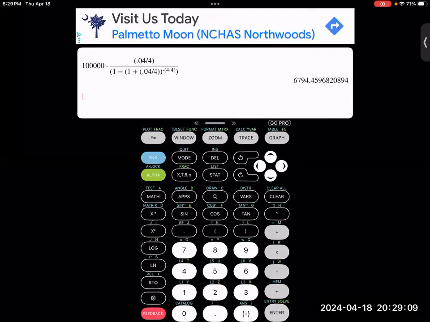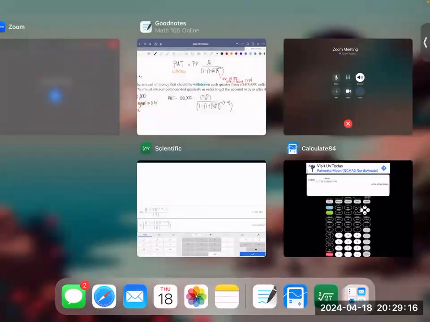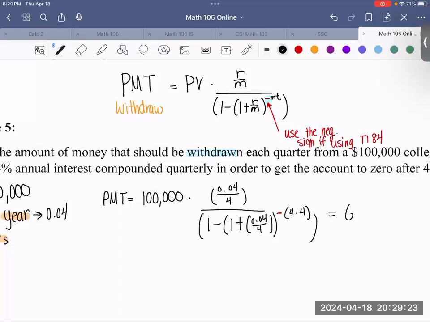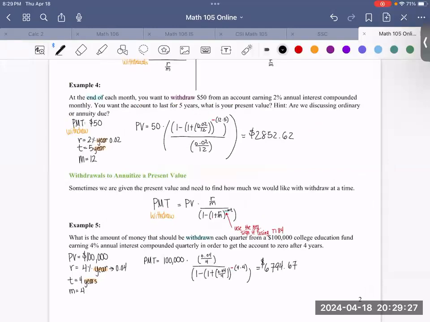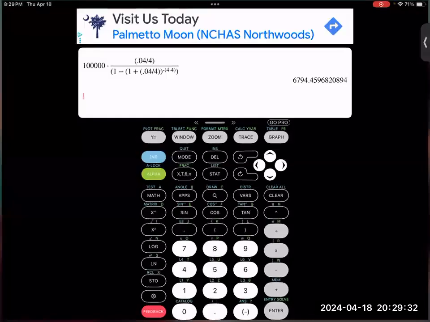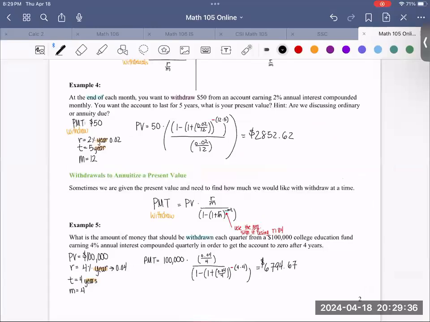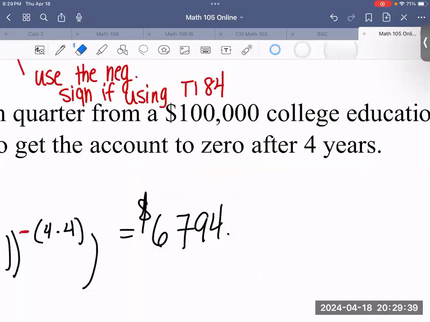Let's say I just want to double check that I made everything correctly. Yeah, here we go. It's 6794.67. I think that's the decimal. Let me just double check.